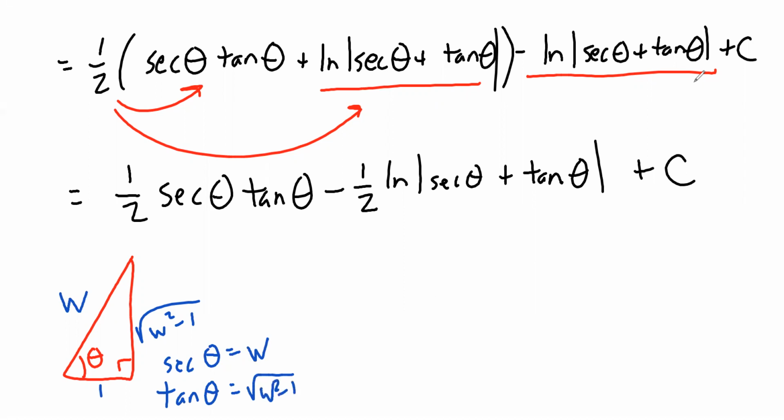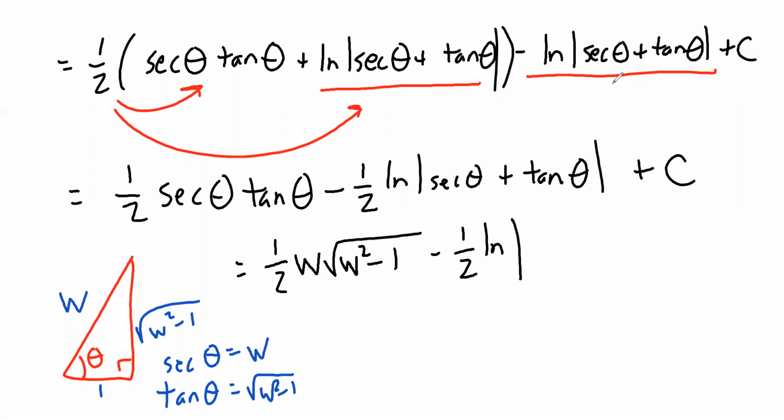So actually, our answer isn't going to be too terrible. 1/2 secant of theta is w, tangent of theta is the square root of w squared minus 1, minus 1/2 natural log, absolute value, secant of theta is w plus tangent of theta is the square root of w squared minus 1, plus c. And that would be our answer. The nauseating answer? Of course it is.